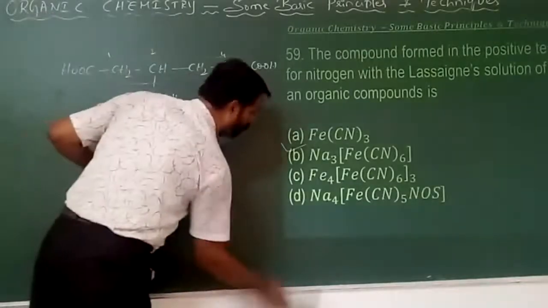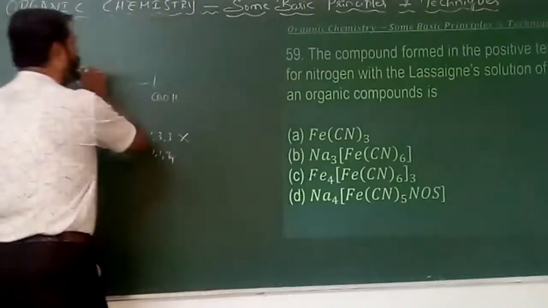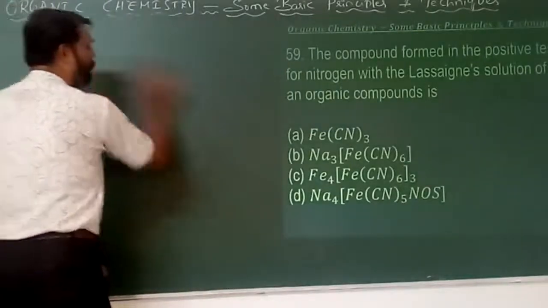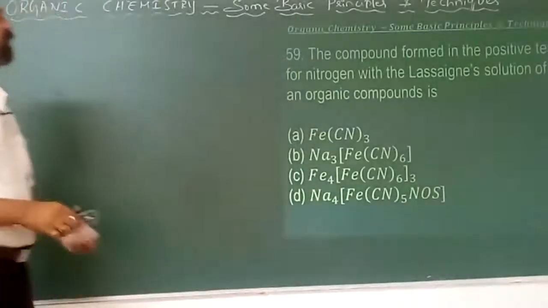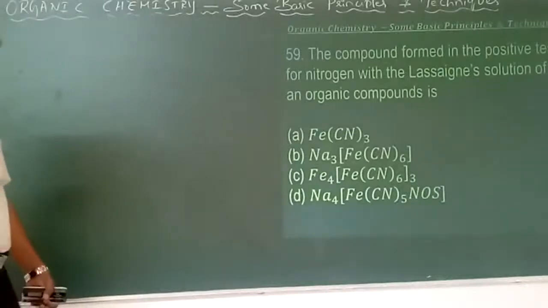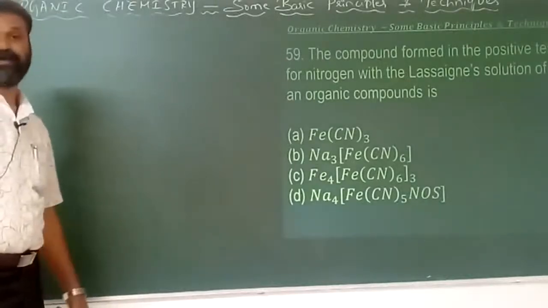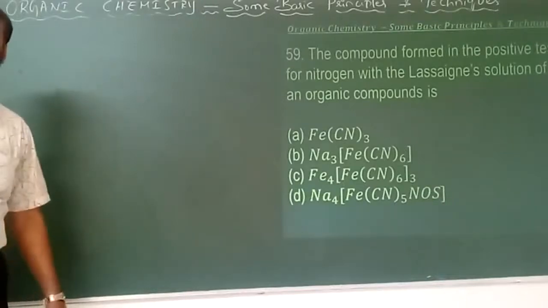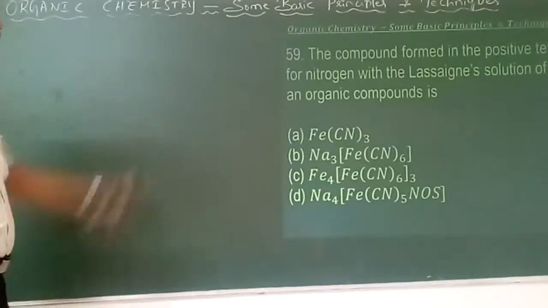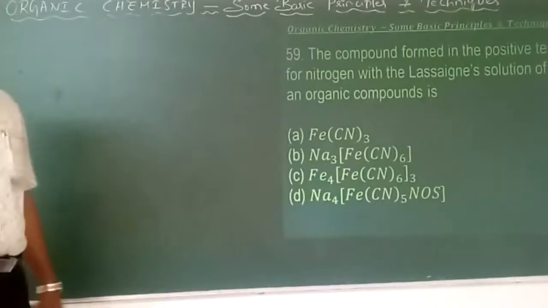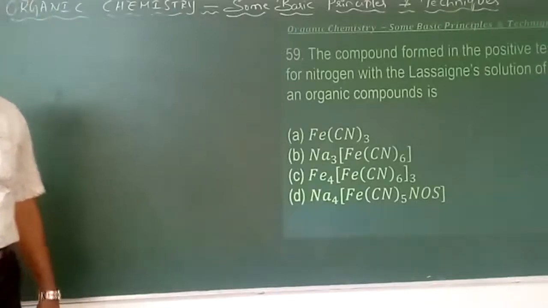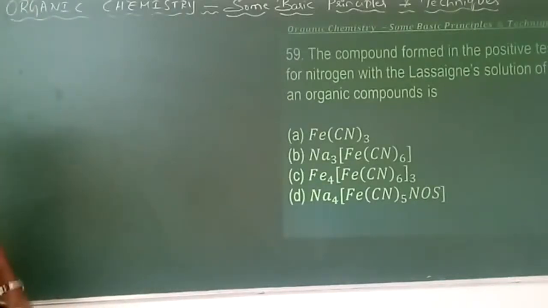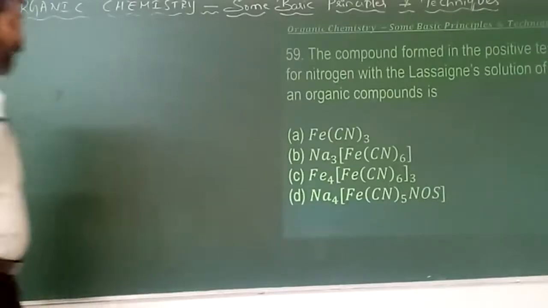The compound formed in the positive test for nitrogen in the Lassaigne's solution of an organic compound is asked. It is done using sodium fusion extract. So here, it is nitrogen, so we mention that as Prussian blue. What is Prussian blue called? Ferric ferrocyanide. So here it is.